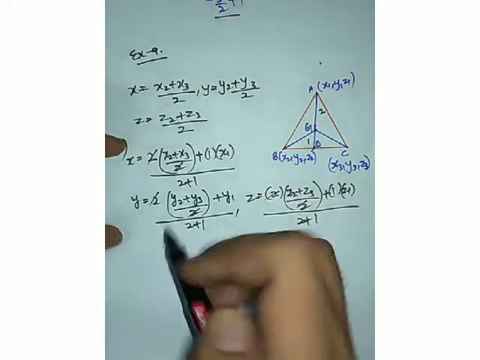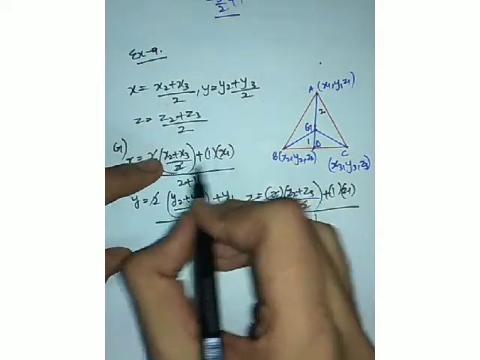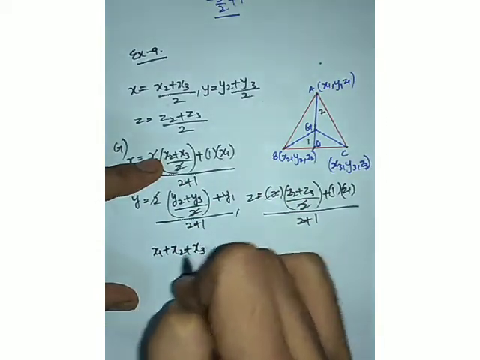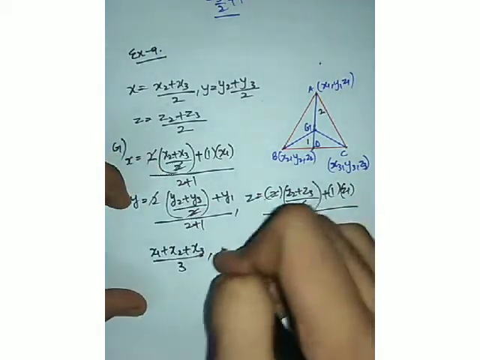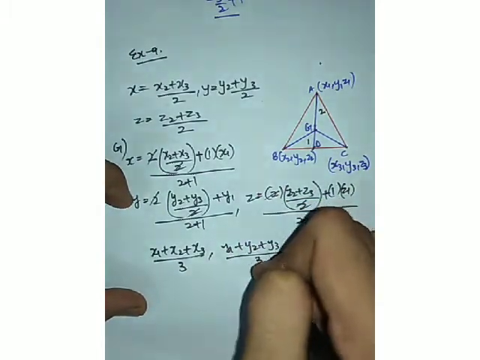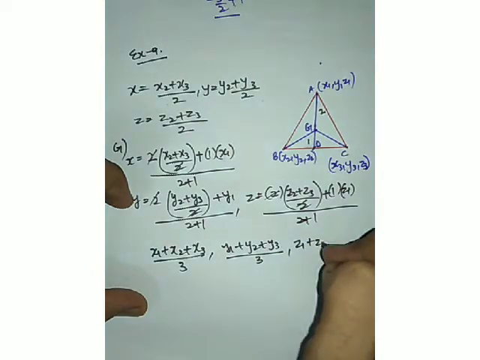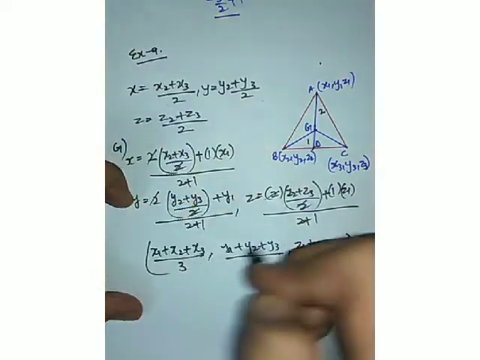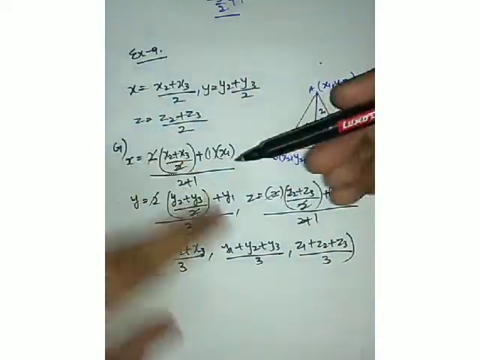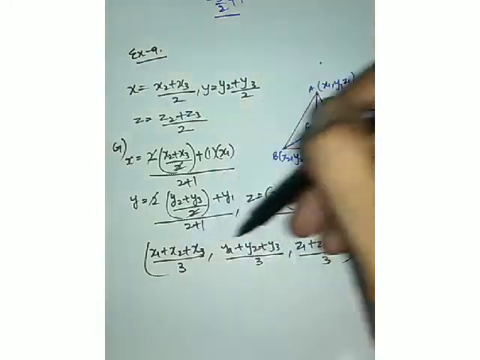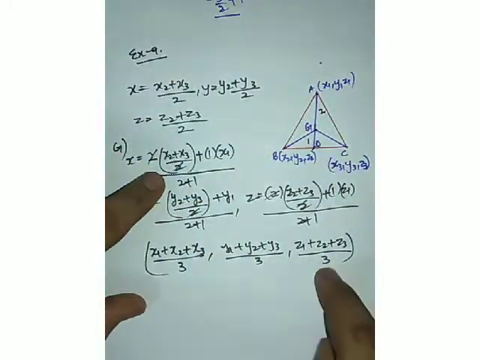So what you will get, the coordinates are (x1 plus x2 plus x3) upon 3, then (y1 plus y2 plus y3) upon 3, then (z1 plus z2 plus z3) upon 3. So these are the required coordinates of the centroid of the triangle whose vertices are given, right? So this is x coordinate, this is y coordinate, and this is z coordinate.